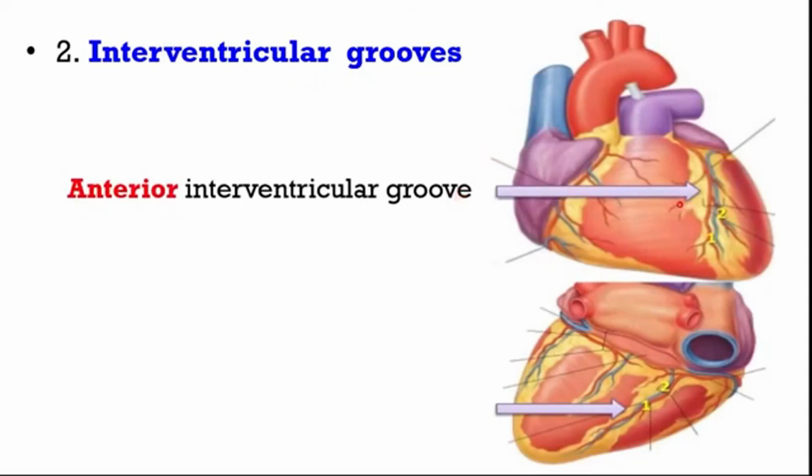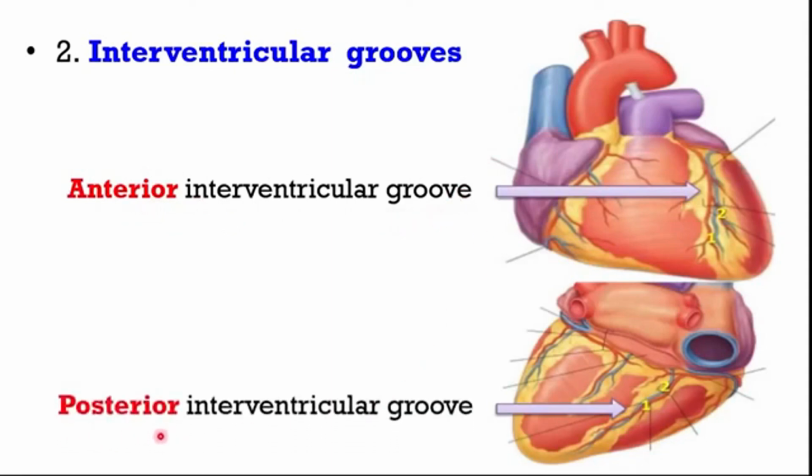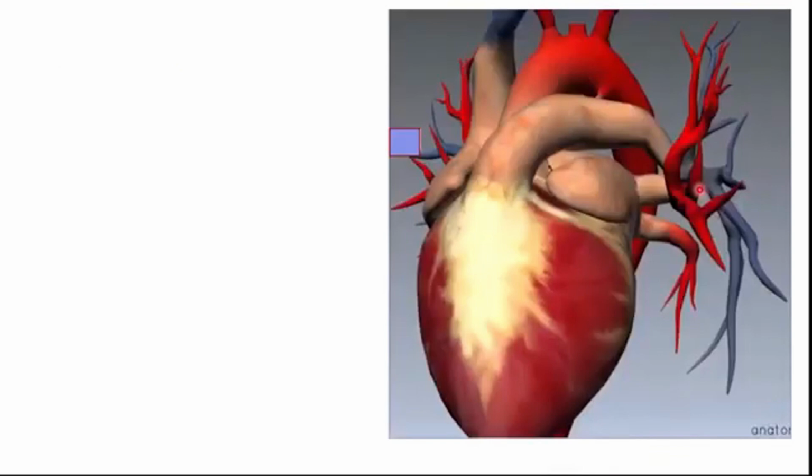On one side of the heart, there is the anterior interventricular groove. On the other side, we find the posterior interventricular groove. So, totally 2 interventricular grooves, anterior and posterior, are found in the human heart. The coronary arteries and their branches are lodged in these grooves.